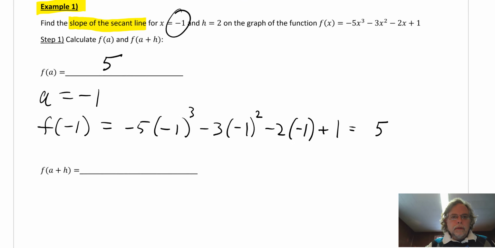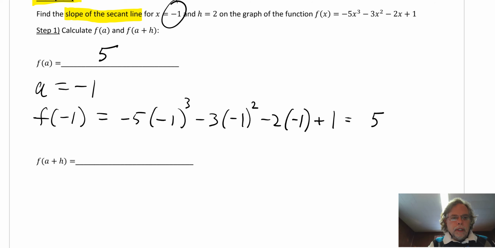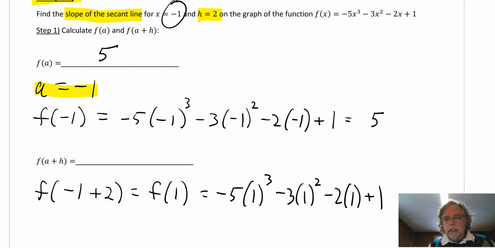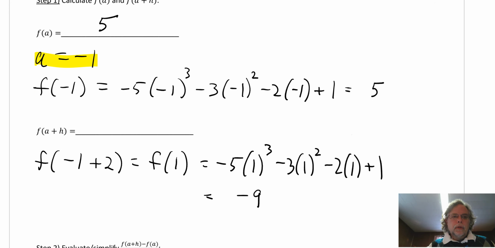The second thing we want to do is find f of a plus h, which is f of -1 plus 2. So that's f of 1, which is -5 times 1 to the third minus 3 times 1 squared minus 2 times 1 plus 1. -5 minus 3 is -8, minus 2 is -10, plus 1 is -9. And so f of a plus h is -9.